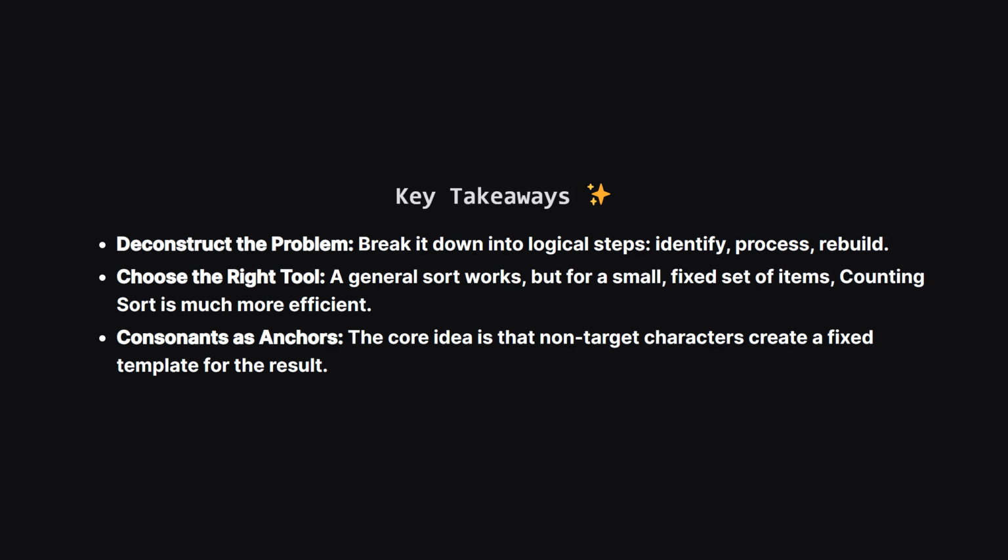So to wrap things up, what are the big ideas here? First, always try to deconstruct a problem into smaller, manageable steps. Here it was identifying the parts to change, processing them, and then putting them back together. Second, this problem is a perfect example of choosing the right tool for the job. A general sort is fine, but recognizing that we have a small, fixed set of items allows us to use a much more efficient algorithm like counting sort. It's a great pattern to keep in mind for future problems.